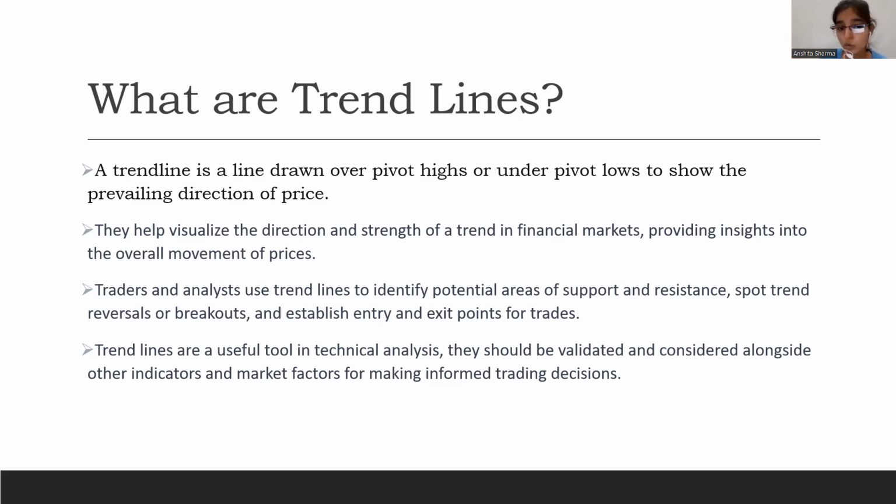It also helps to identify the spot trend, what the trend is actually doing, and it helps you analyze reversals and breakouts. If the trend breaks out, it is possible that the next pattern will change. Suppose your market is going high, then the reversal points let you know that next time your market will go down. So these are very helpful to know when to enter or exit trades. Trend lines are a useful tool in technical analysis, but they should be validated and considered alongside other indicators and market factors for making informed trading decisions.